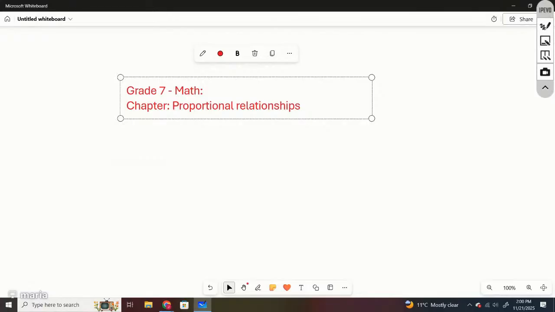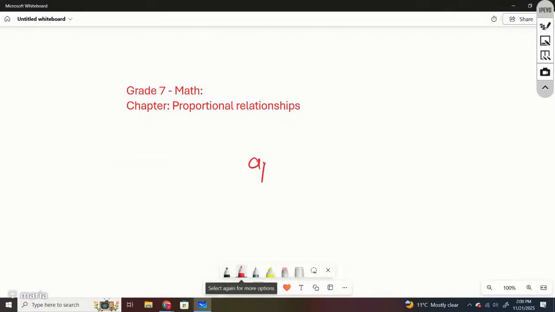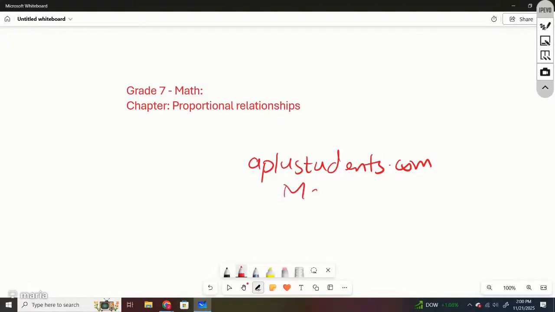You can find all the lessons on aplusstudents.com. You have to log in there using your email address, and the password is provided by the administrator. You have to select math from the subject tab, scroll down to grade 7 math, and then click on view all lessons. There you can find a list of the chapters. We're going to start with the chapter proportional relationships.